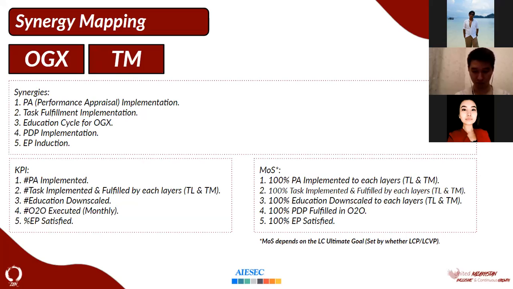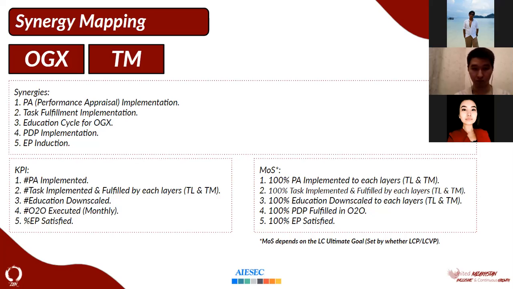So for PDP implementation, yes, it might happen in the O2O. And then fifth is the EP induction: how many percent of EP are satisfied with TM, with the induction from the TM between OGX and TM as well. And for the MOS, or measurement of success, it's 100% of PA implemented to each layer, to team leader and also team member, and also 100% of tasks implemented and fulfilled by each layer, and 100% of education scaled to each layer, and other things in the fourth or fifth.